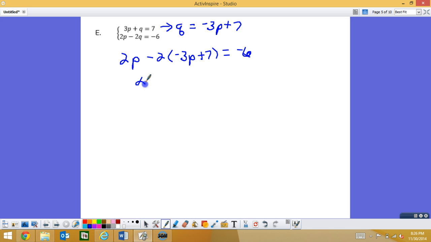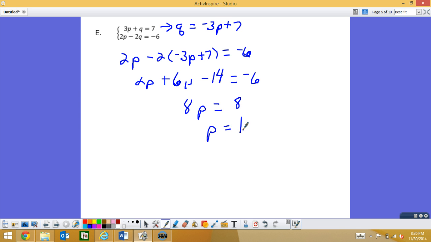So then 2p plus 6p minus 14 equals negative 6. And combining the like terms to get 8p. Adding 14 gives me 8 on the other side, so p is equal to 1.